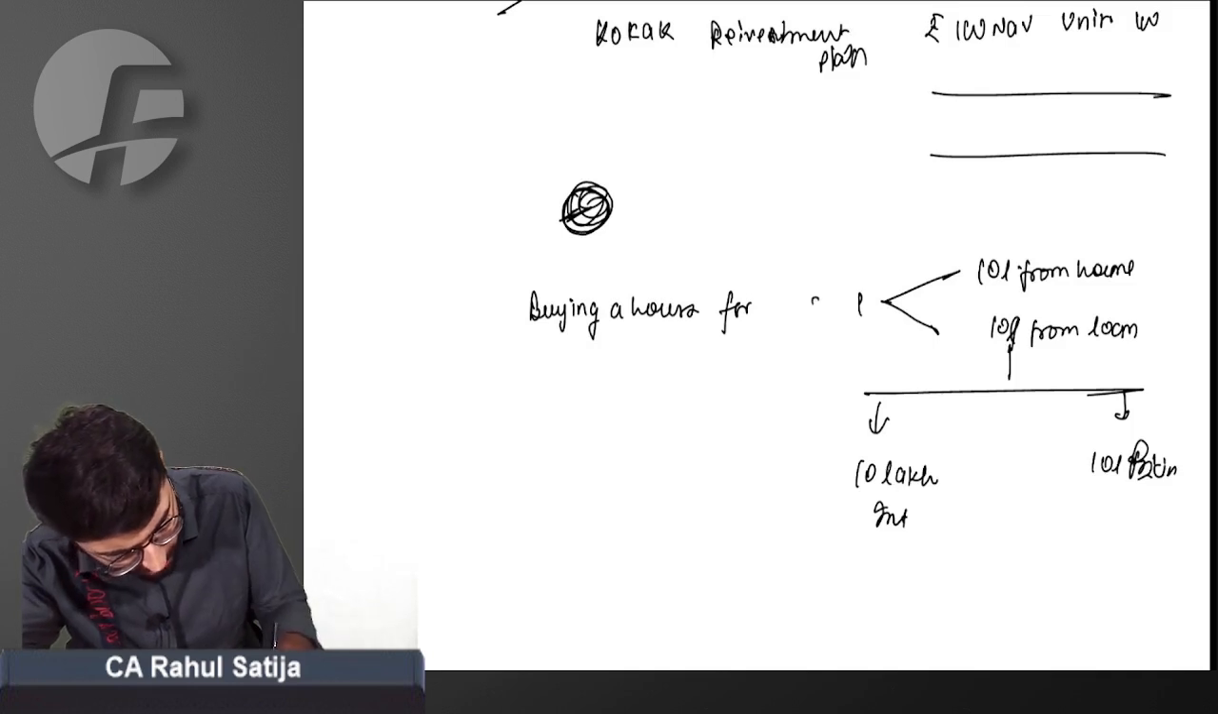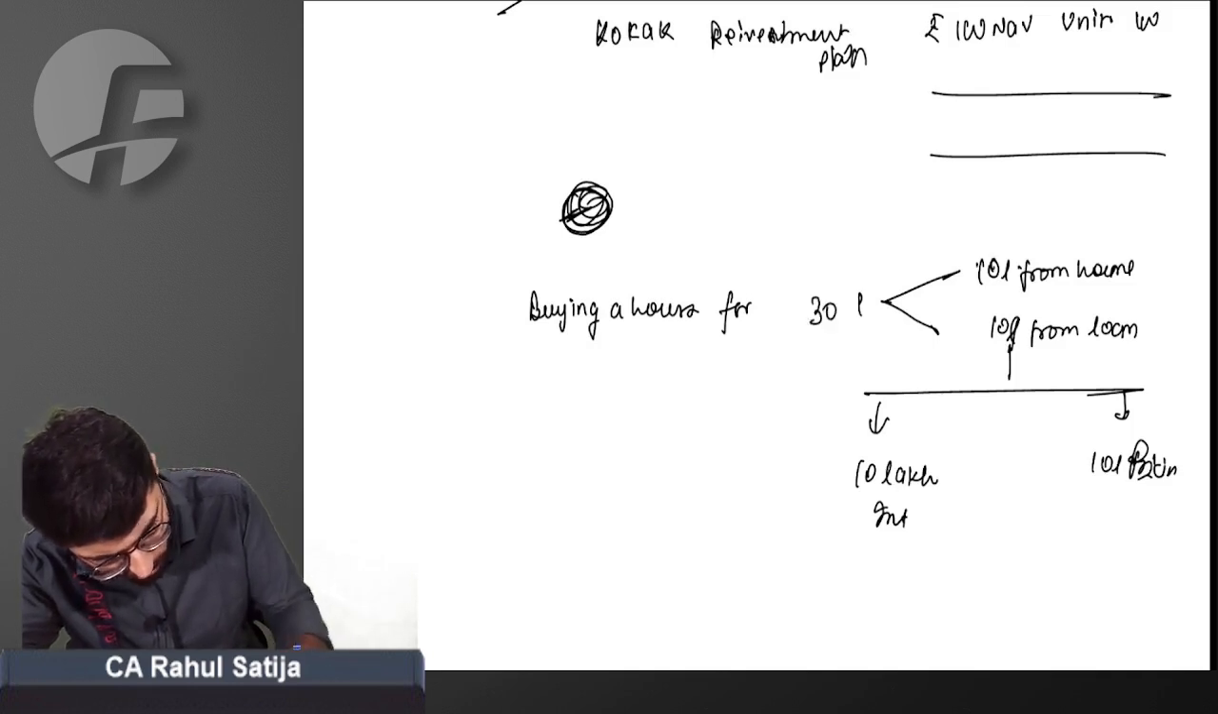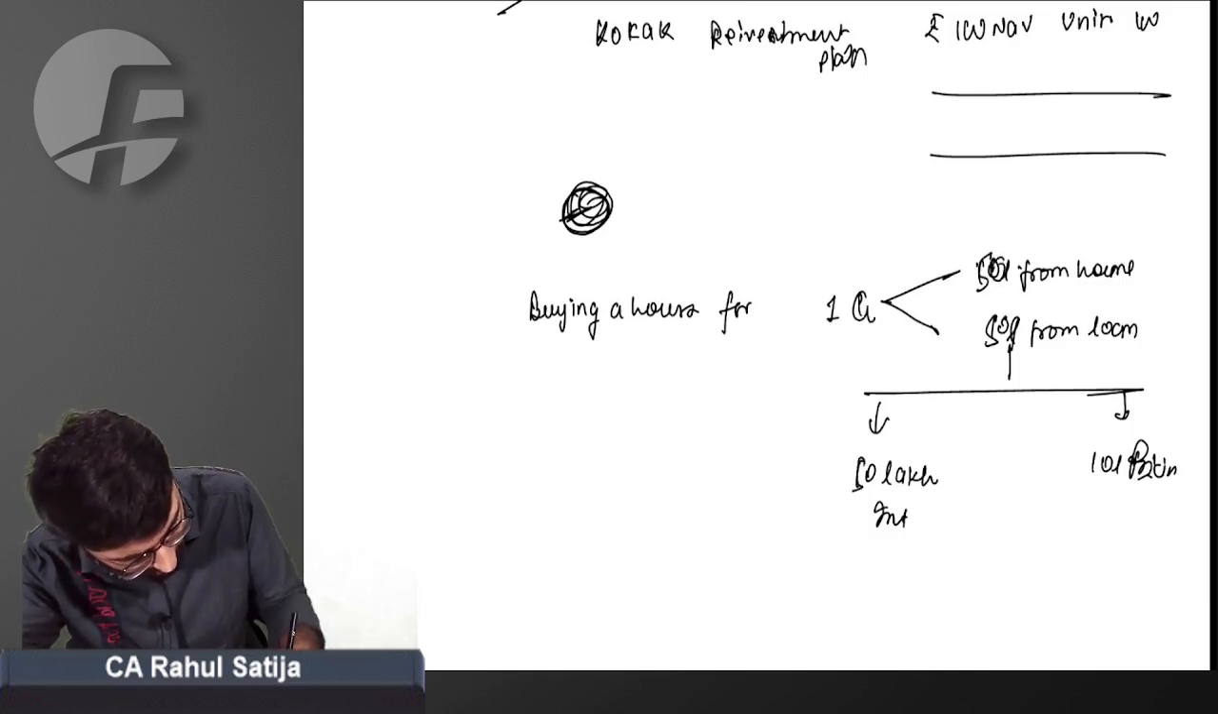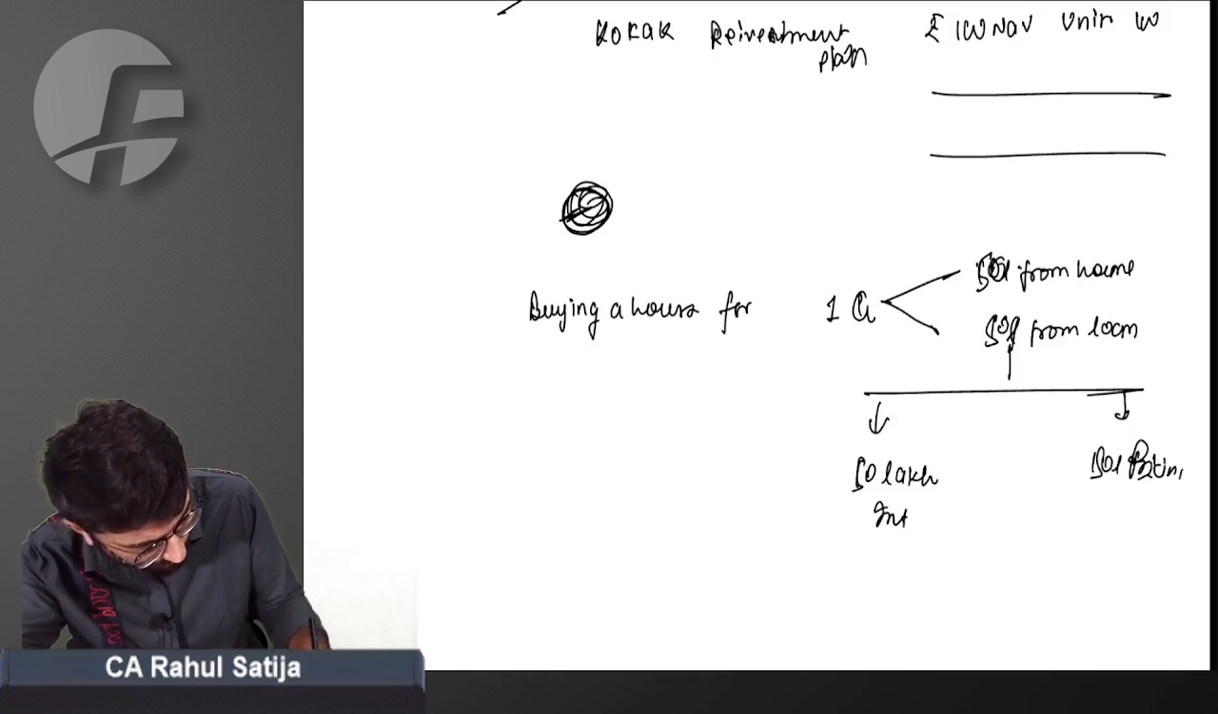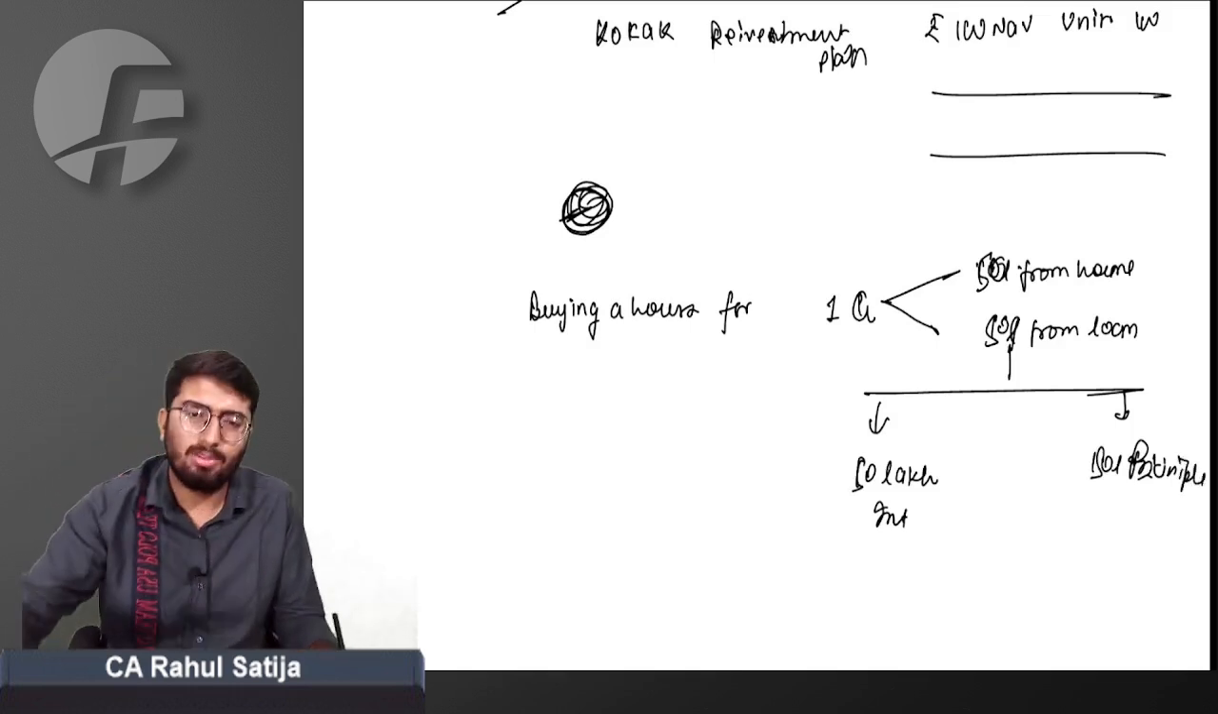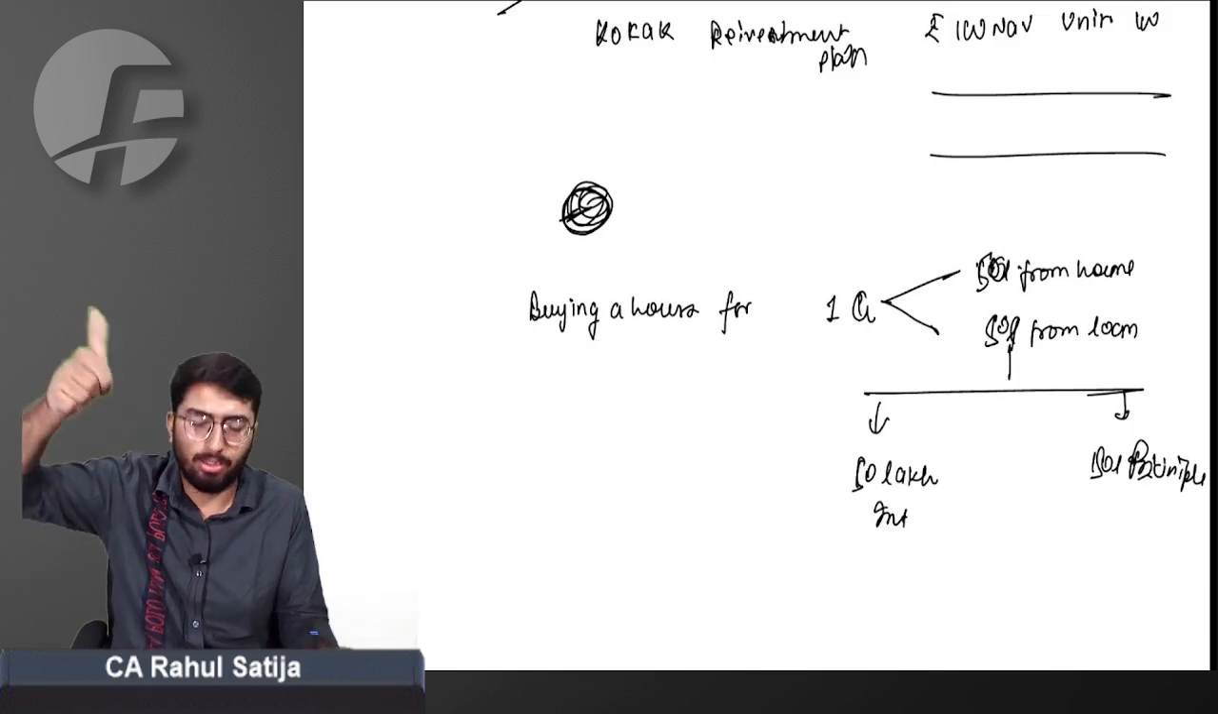Or I should increase this amount. Say for example, 30 lakh. No, not 30 lakh. It should be increased to 1 crore. 50 lakh interest, 50 lakh principal. This is the case scenario, correct?